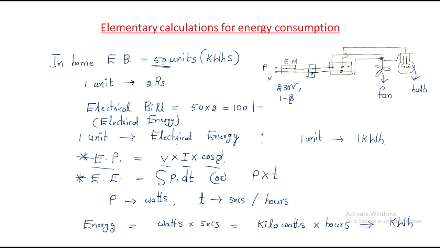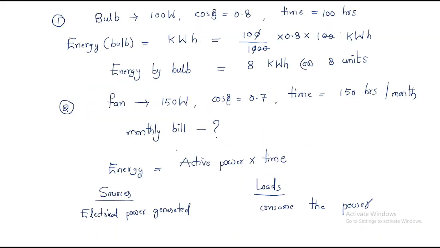The most important thing: electrical energy in our home is generally represented in units, and 1 unit is equal to 1 kilowatt hour. Okay? Thank you.